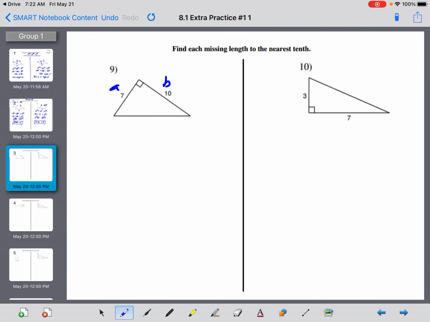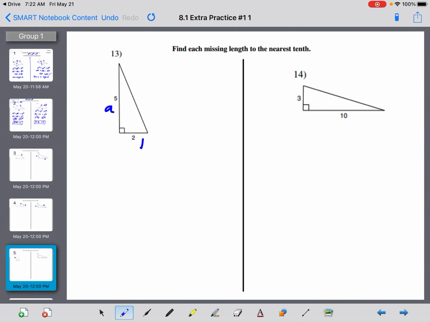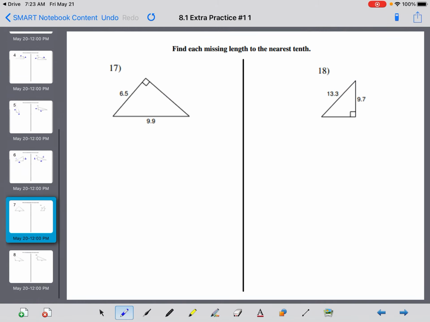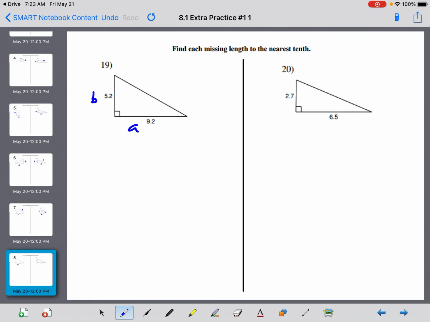Again, we have A and B in these examples. We're looking for C in all of these examples so far. Now we have a C, and we're looking for A. Same thing here, we're looking for A. A, B, C, A, B, C.